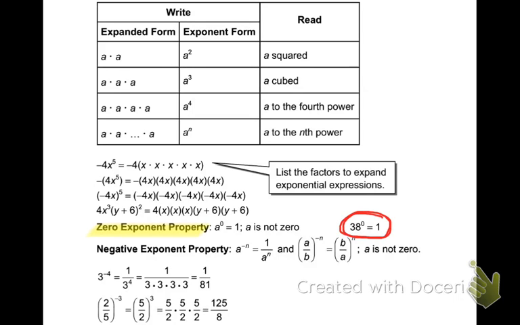Mind blown. Okay? Anything to the zero power always comes out 1. That's going to be one of the easiest questions on your test, and people will still get it wrong. Anything to the zero power is always going to come out 1.